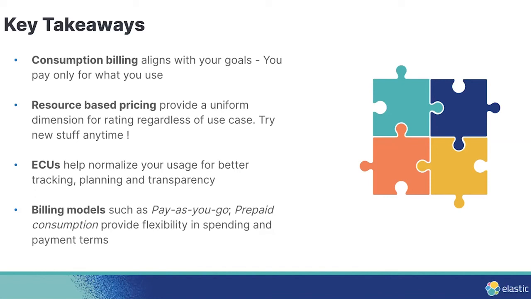Resource-based pricing provides you a uniform dimension for rating regardless of the use case. You can try new things at any time, and they're all going to be based on the same dimensions of pricing, which are the resources that you use and not the specific use case. ECUs, or Elastic Consumption Units, help normalize your usage for better tracking, planning, forecasting, and transparency. And the billing models that we provide, such as pay-as-you-go or on-demand and prepaid consumption, give you the flexibility to control your spend and your payment terms and negotiate discounts in order to get better value out of the product.